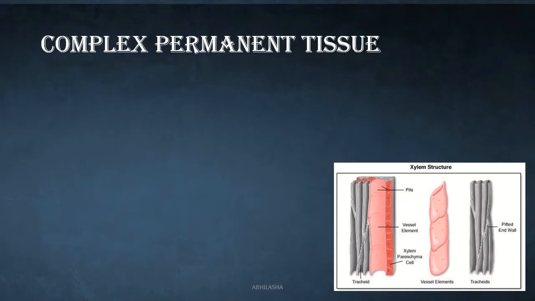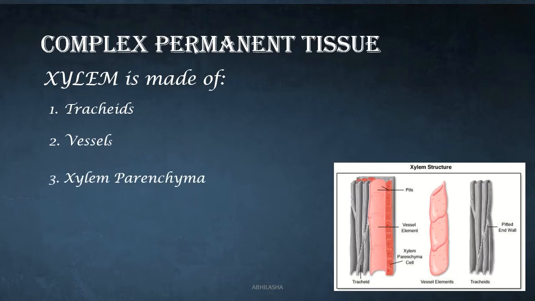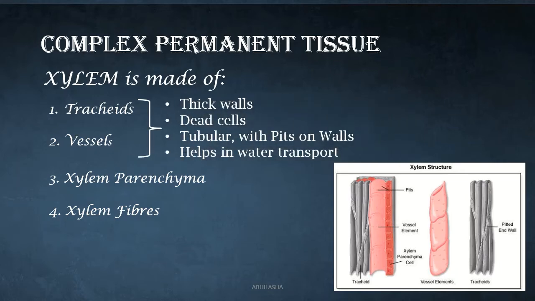Now we come to the complex permanent tissue. The first one is xylem. Xylem is made up of 4 types of cells: the tracheids, the vessels, the xylem parenchyma, and the xylem fibers. Now the tracheids and vessels are cells with thick walls. They are dead cells. They are tubular with pits on the walls. These pits allow for transport of water. So the main function of tracheids and vessels is water transport.